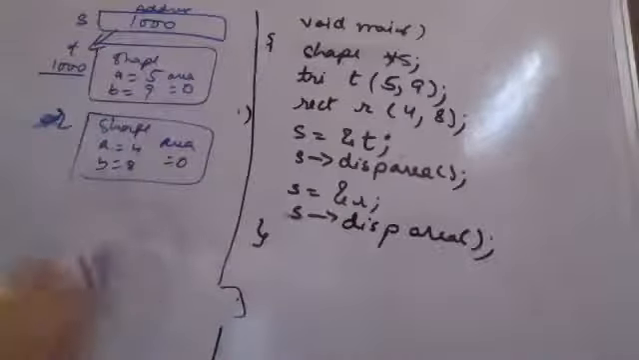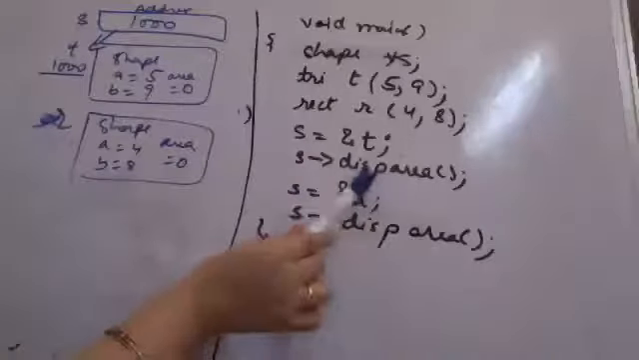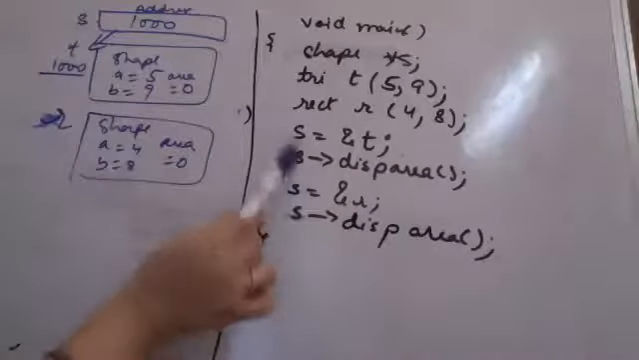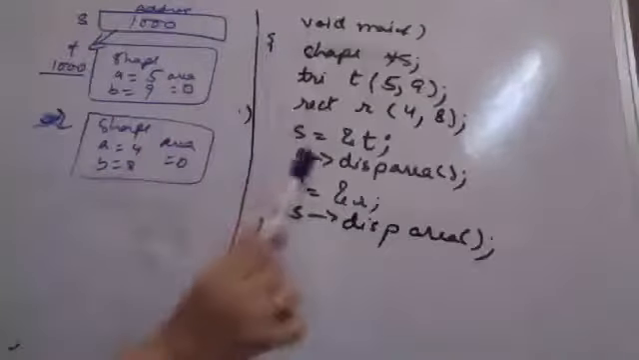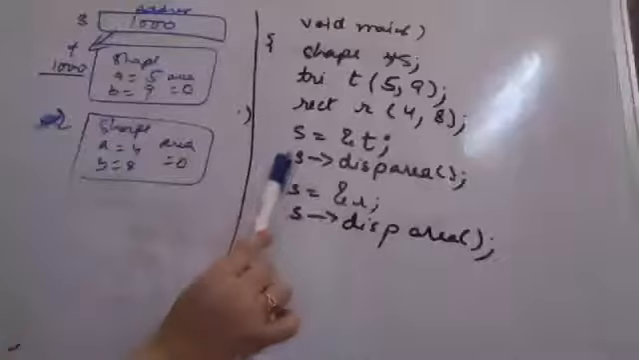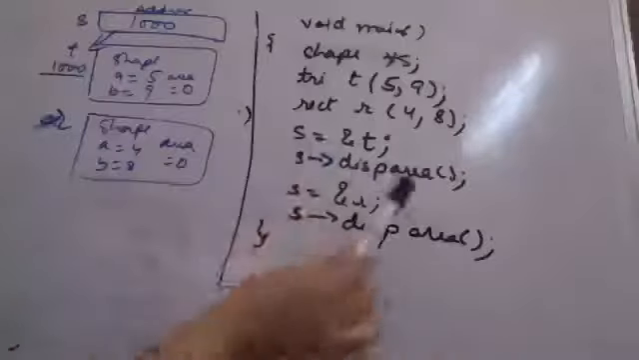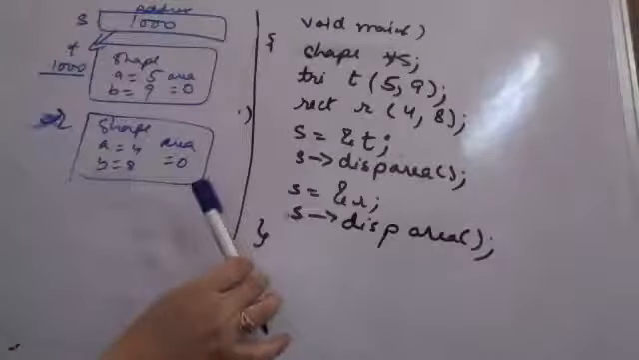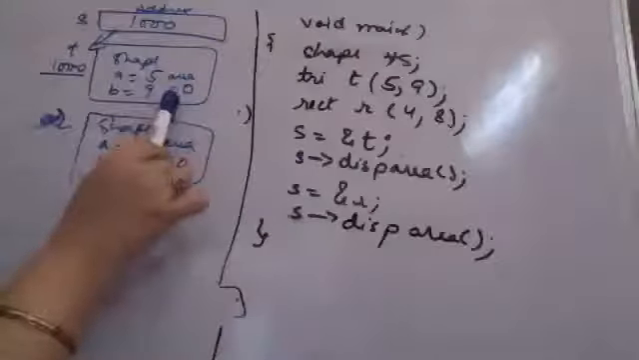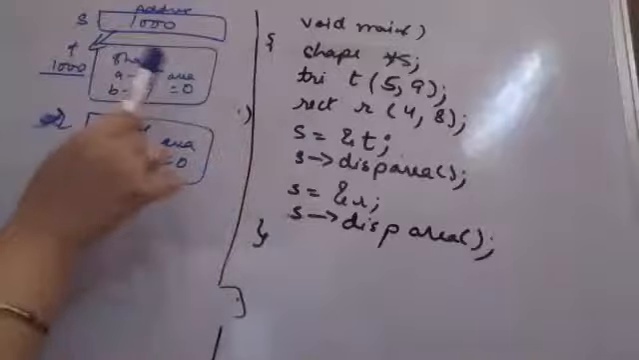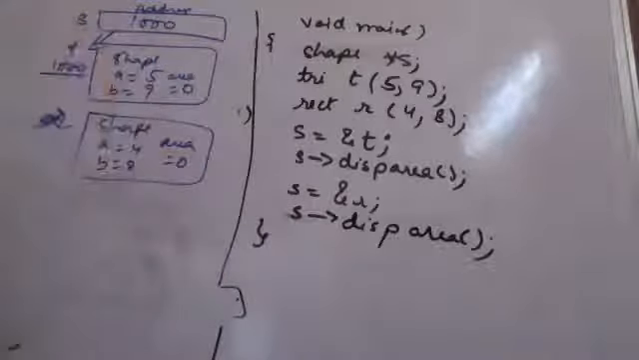Now technically, display area, if I call it from S, since it's a pointer to the base class, it should be calling the function of the base class. When I reach the base class, I find out that this display area is a virtual function. So since it's a virtual function, it goes for the definition in the derived class. So it goes to T, it calculates half into 5 into 9, which comes out to be 9 into 5 is 45. If you halve it, 22.5.